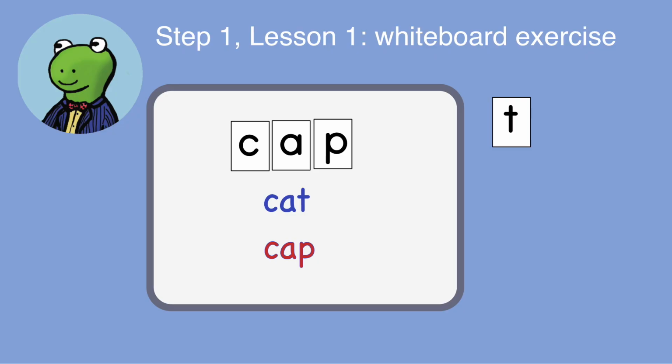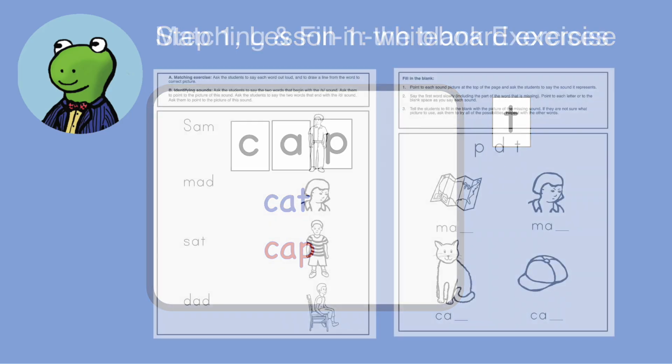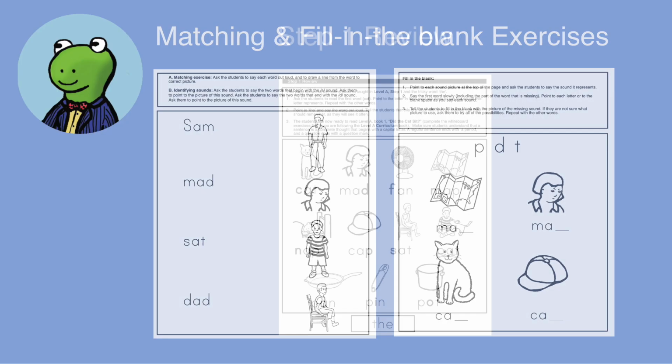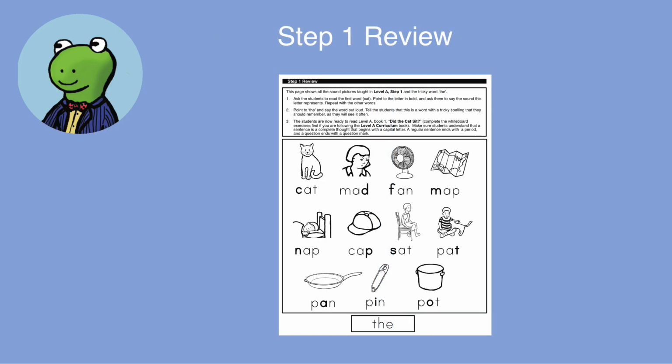Once the child has completed this whiteboard exercise, they are done with Lesson 1 and are ready to proceed to Lesson 2. All lessons in the step-by-step reading program have workbook and whiteboard exercises similar to those described here, along with other types of exercises, including matching and fill in the blank. In total, Step 1 has 6 lessons, which teach 11 sound pictures. A review follows the final lesson.